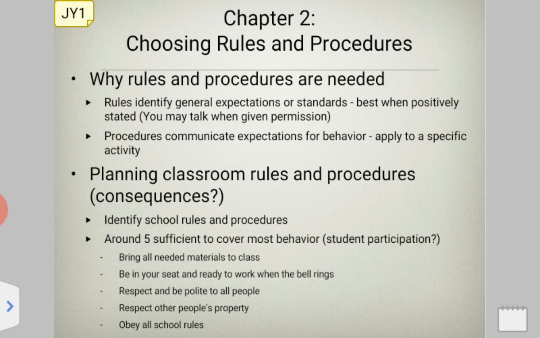Then we continue talking about choosing rules and procedures in chapter number 2. And here, probably some of the ideas that we have mentioned before when we refer to the 10 tips, when we read the material from Penny R, right? And probably some other tips that we have been talking about along the semester. Here we also see some of them reflected. For example, rules identify general expectations or standards. Best when positively stated. You may talk when given permission.